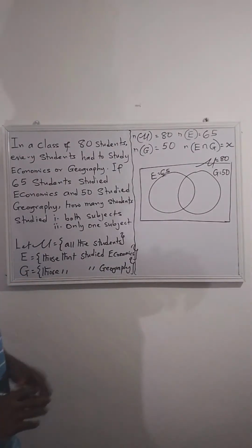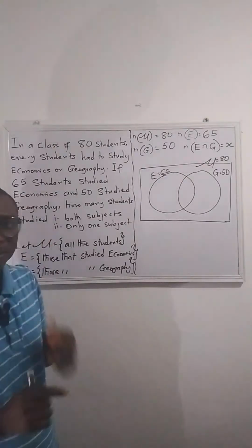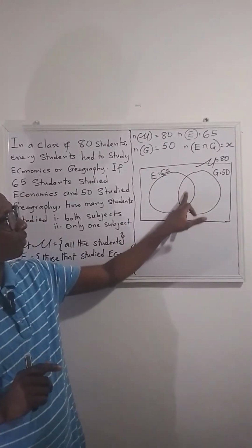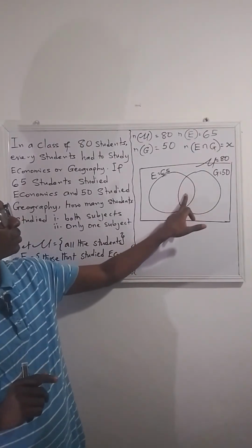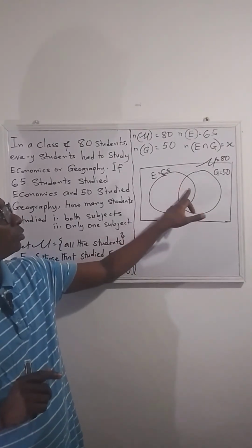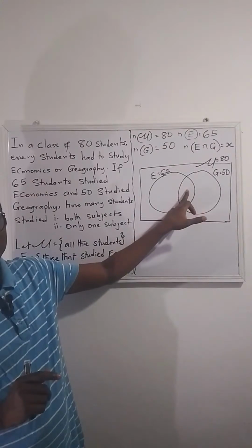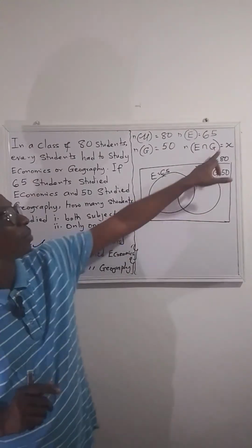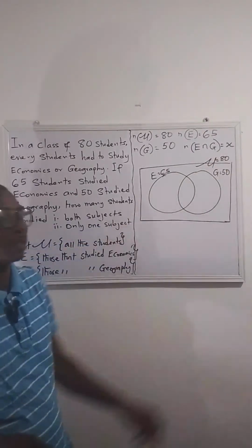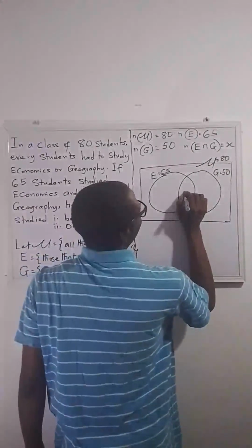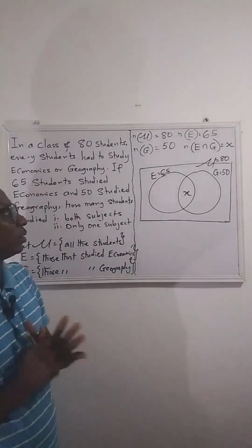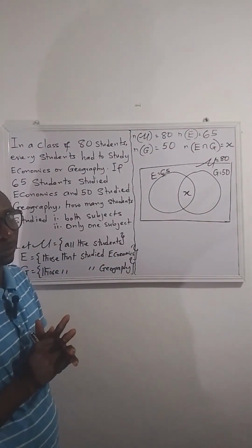All right. So now, the first thing I'm going to enter into this is those that studied both economics and geography, the middle one here. And we have represented that with what? With X. Those that studied economics and geography. All right.